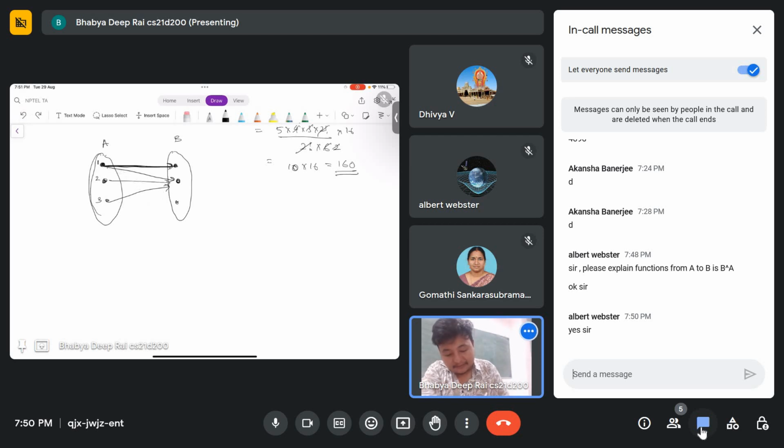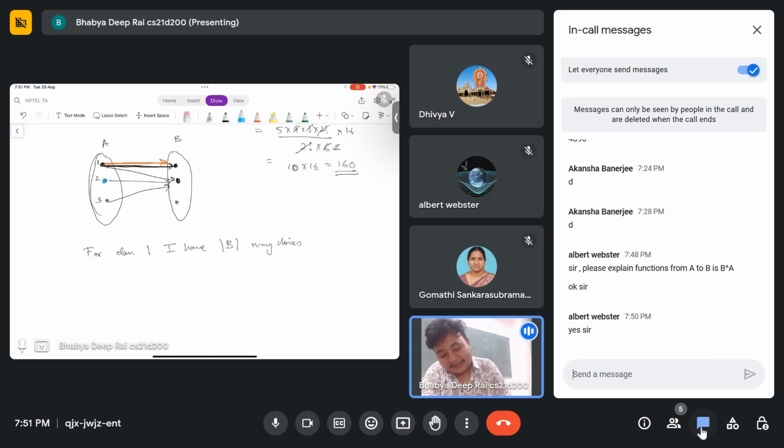For the first element of A, I have size of B many choices. I can choose the first element of B, second element of B, third element of B, and so on. Cardinality of B many choices. Now let's say I fixed the first element to some element of B. Now, what about the other element, 2? I need to now choose for 2.